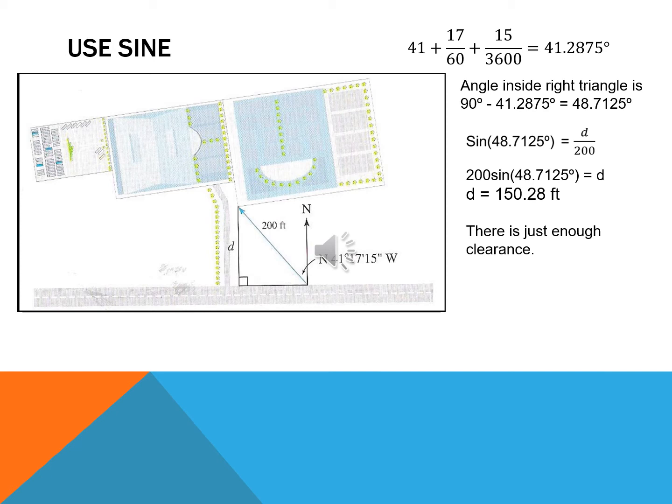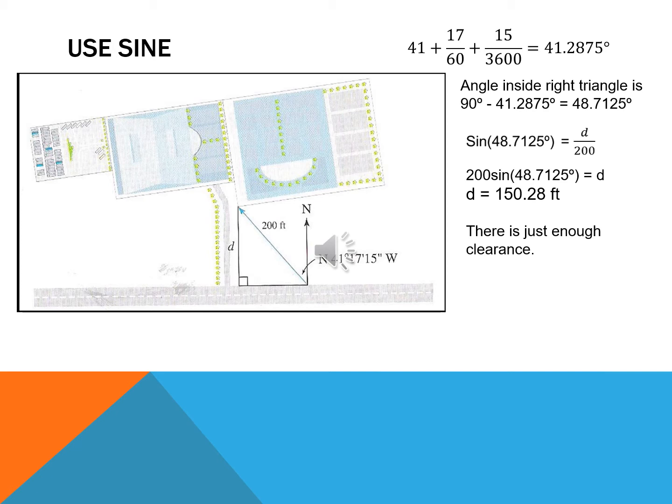Sine's definition in a right triangle is it's the ratio of the opposite side to the length of the hypotenuse. So sine of 48.7125 will be equal to the length D divided by 200.